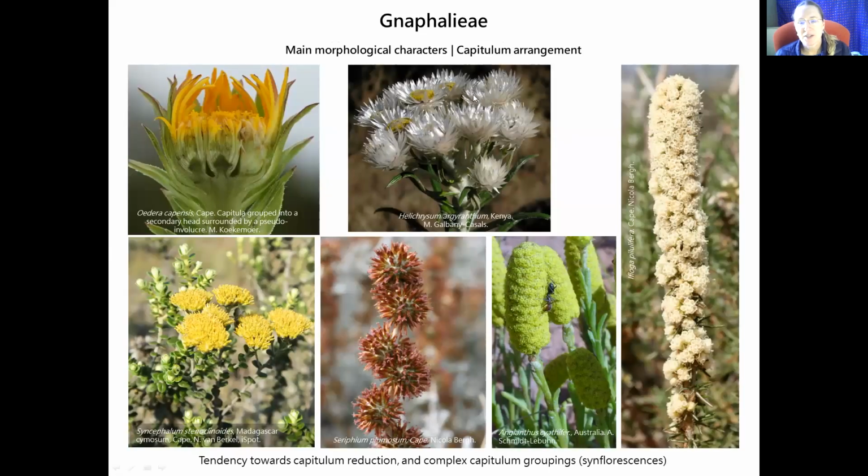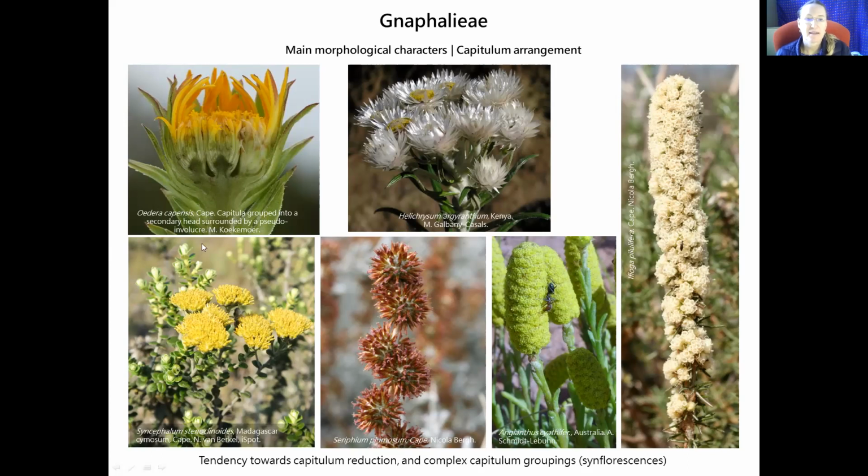This is the typical capitulum arrangement in the Gnaphalieae, one or just a few heads grouped together at the ends of the flowering shoots. But there is a tendency in the tribe towards capitulum reduction, where the capitula become very small, and then they're grouped together into synflorescences of various shapes. So here, for example, they're very compactly grouped into these spike-like synflorescences, and these are completely unrelated taxa. Here in Seriphium, where there's just one floret per capitulum, the capitula are arranged in these spherical glomerules along a flowering axis.